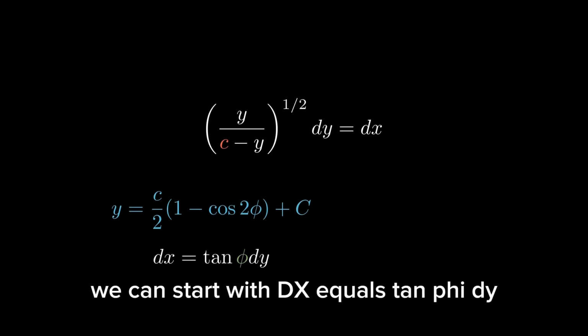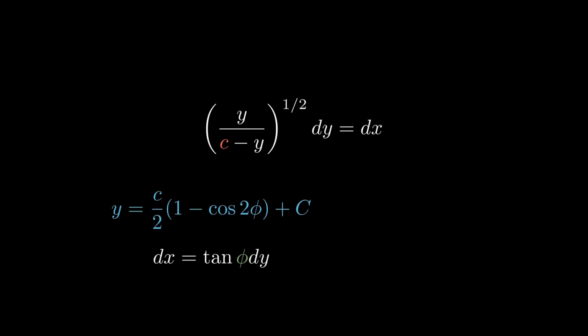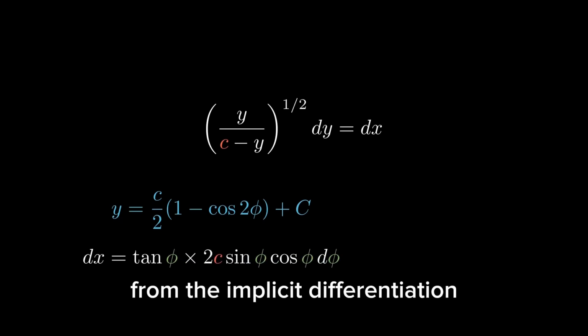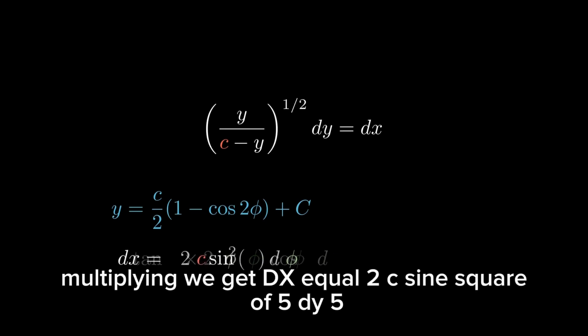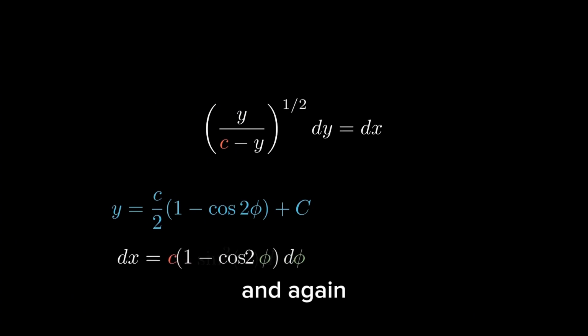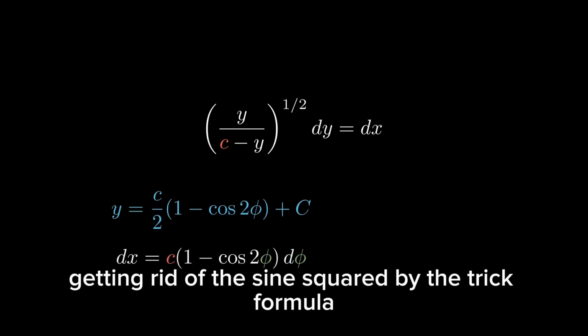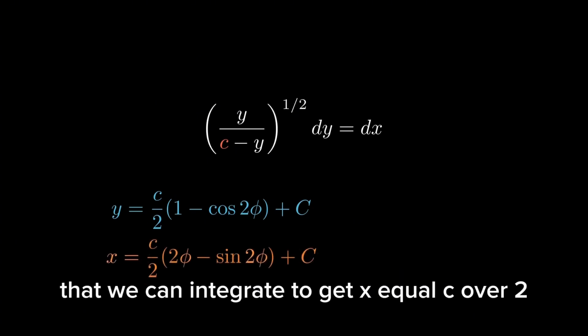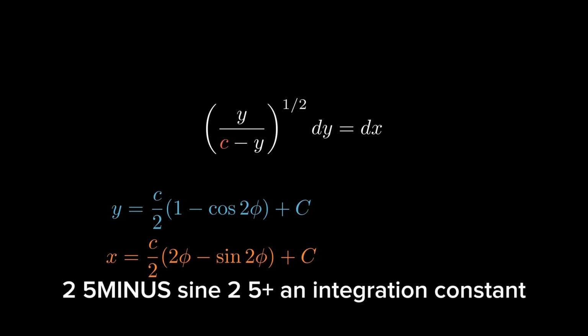Doing the same thing for x, we can start with dx equal tan phi dy, and we can expand this dy based on what we just got from the implicit differentiation. Multiplying, we get dx equal 2c sine squared of phi d phi, and again, getting rid of the sine squared by the trig formula gives us an expression for dx that we can integrate to get x equals c over 2 times phi minus sine 2 phi plus an integration constant.